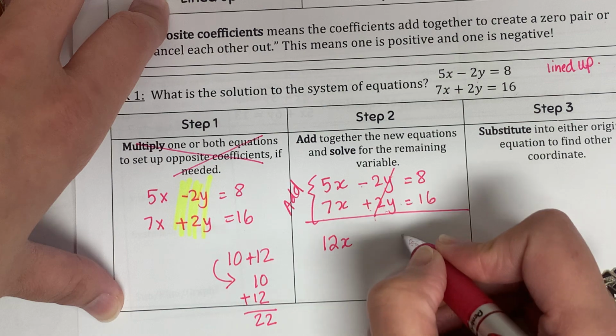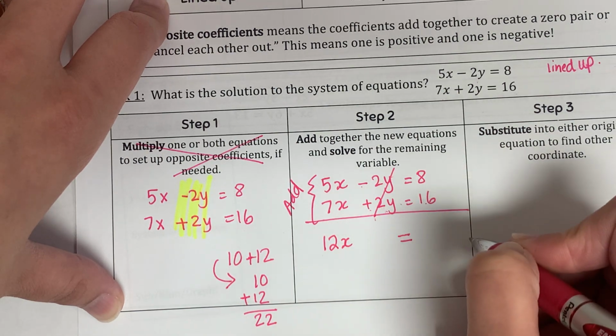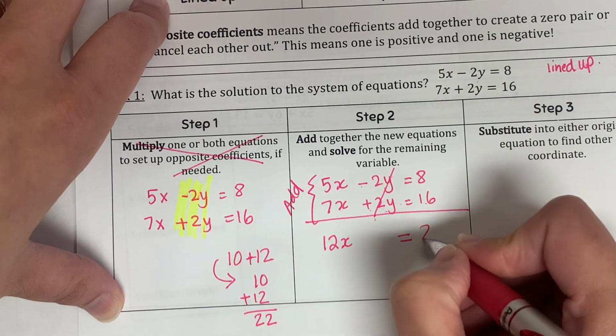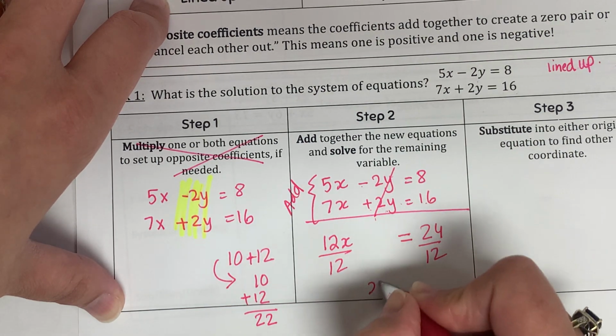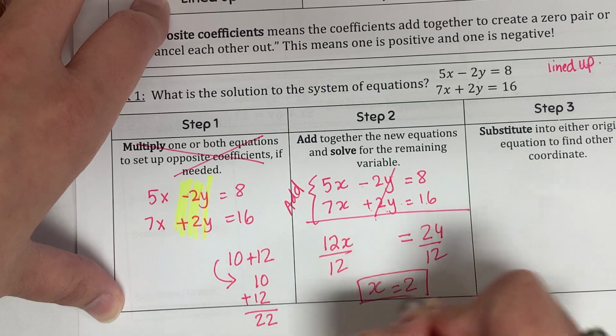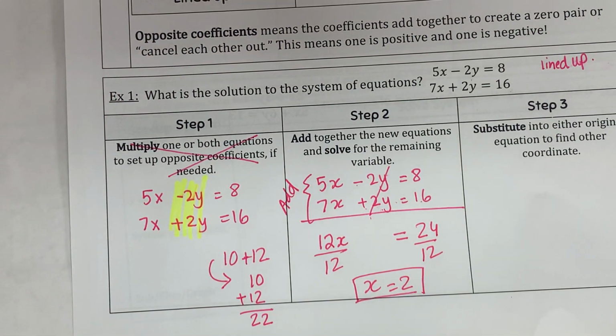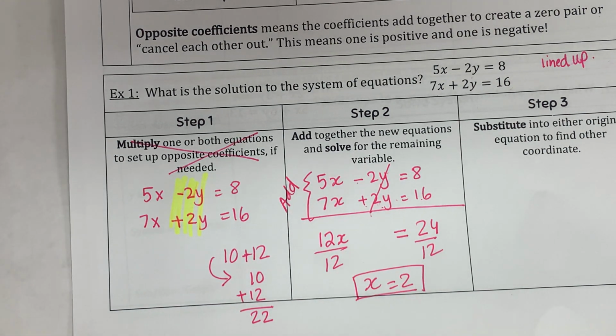So it is 12x equals 8 plus 16. What is 8 plus 16? 24. Then divide by 12. x is 2. There you go. One step, barely, and you have the value of x. That's why this is my favorite.